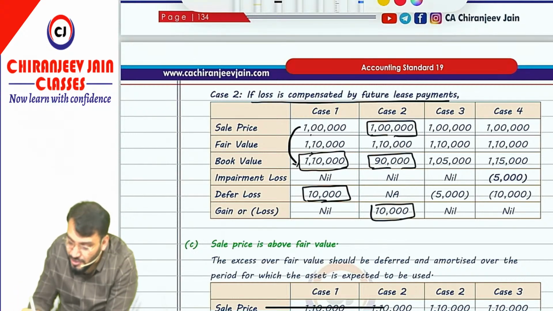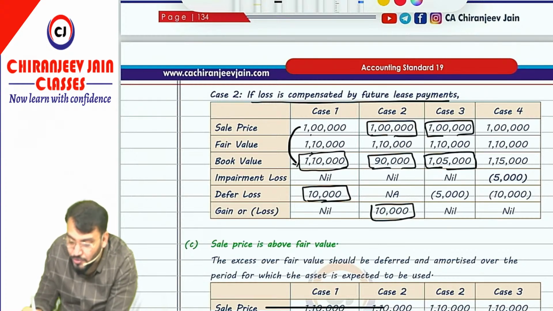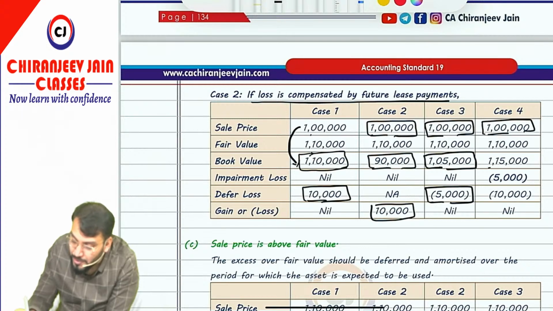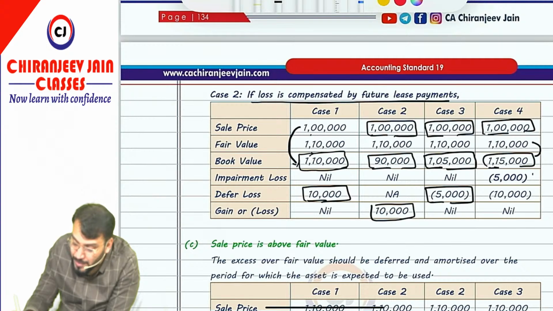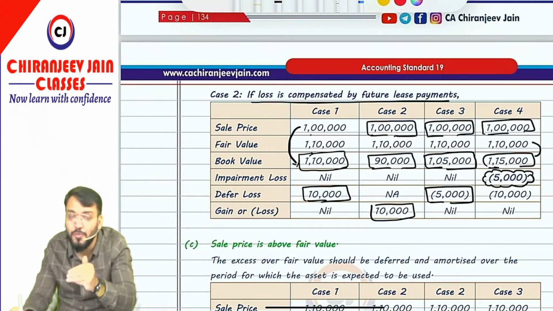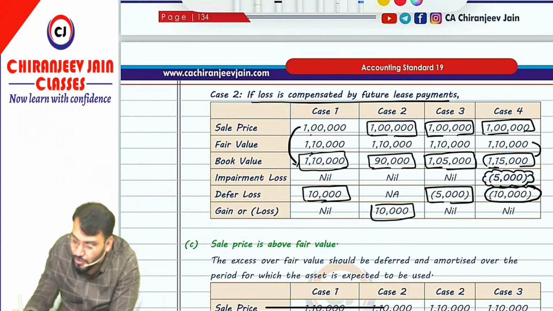Third situation, you can see 1 lakh is less than 1,05,000, so there is a loss. This will be deferred loss. Case number 4, 1 lakh. If you compare with 1,15,000, of course there is a loss of 15,000. But out of this, 5,000 impairment loss will be recognized immediately. This is the point: any impairment loss will be recognized immediately. So first compare book value with fair value. If book value is more than fair value, there is an impairment loss of 5,000 which will be charged to PL account immediately, and the balance loss will become deferred loss.